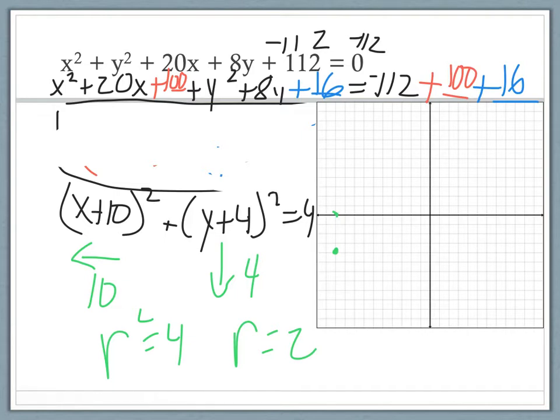And now let's go ahead and use our radius. We're going to go up 2, right 2, down 2, and left 2. And then we're going to go ahead and draw in my circle. Okay? Now I know this takes a few steps in the beginning, but the more you do them, the easier they get and the quicker they get. Let's look at another example.